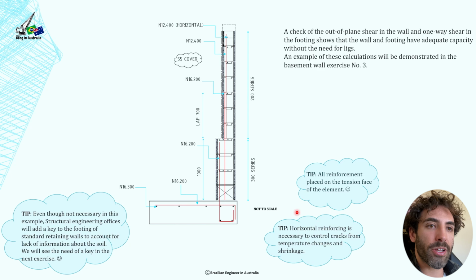So horizontal reinforcing is necessary to control cracks from temperature change and shrinkage. So we do need to have reinforcement here horizontally, right? So that's into the page. We're doing N16 at 300 centers, and in the wall we're doing N12 at 400 centers horizontal. So that's the reinforcement here that goes into the page.